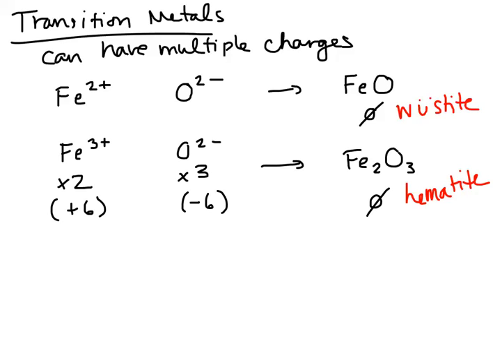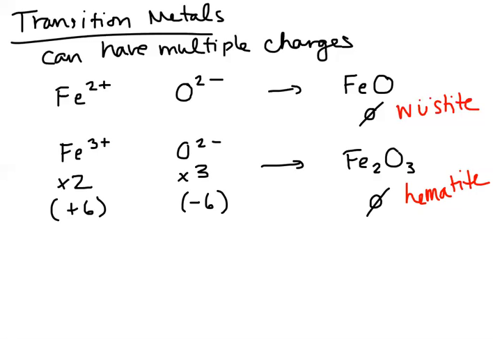But if you have a different charge on that oxygen and a different ratio, a different charge on the iron and a different ratio with oxygen, it changes completely the characteristics. So the first one tends to be a black powder, and the second one tends to be a reddish color. So charges on transition metals can change a lot about the compound.